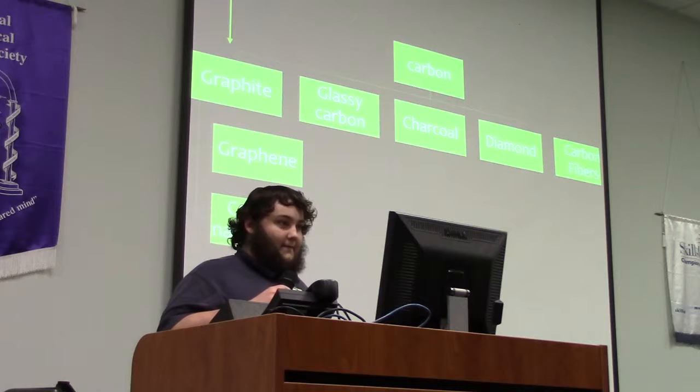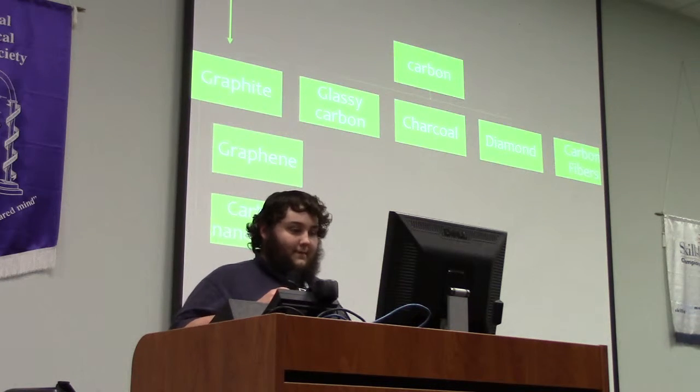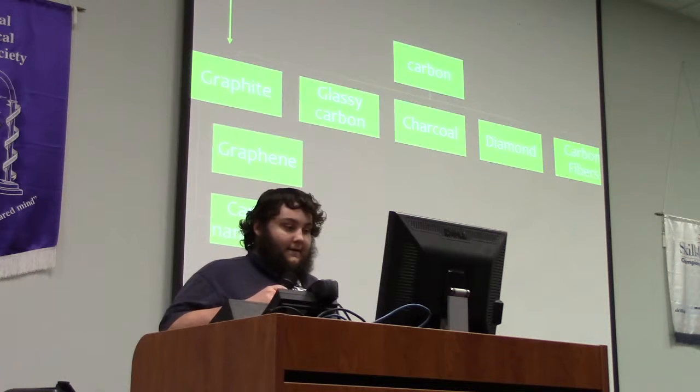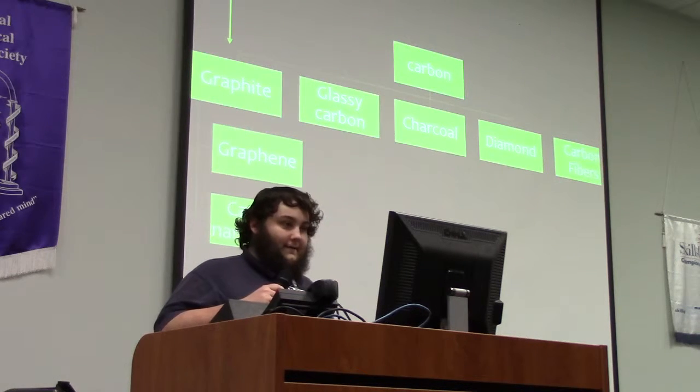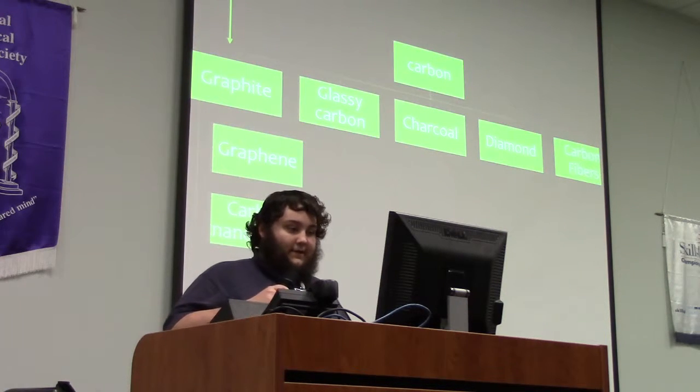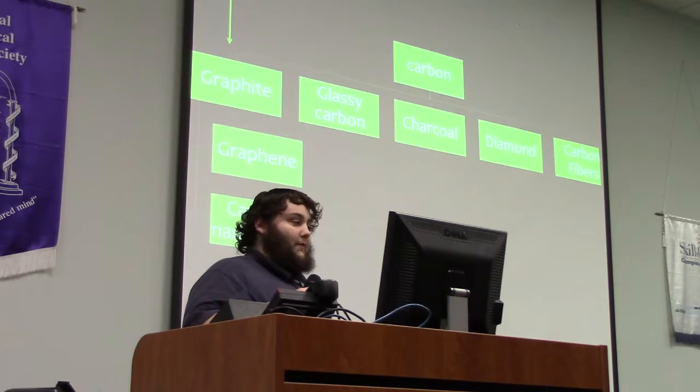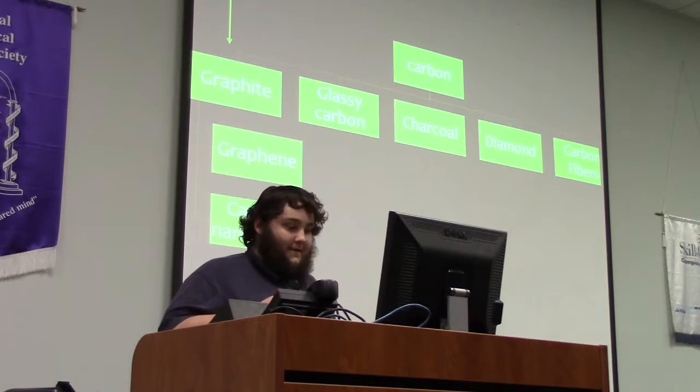Graphite, pencil lead, can be created into graphene. And graphene is really an atom-thick layer of graphite, which sometimes you can make into carbon nanotubes. Who's heard of carbon nanotubes? Yeah.